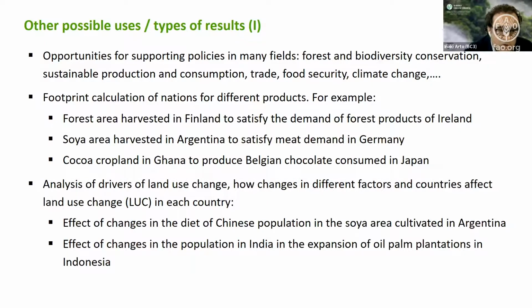This information can also be used to analyze the drivers of land use change from a global multi-regional perspective, and see to what extent changes in different factors and countries affect the land use change in each country. For example, the effect of the changes in the diet of the Chinese population on the soya area cultivated in Argentina, or the effect of the changes in the population in India on the expansion of oil palm plantations in Indonesia.